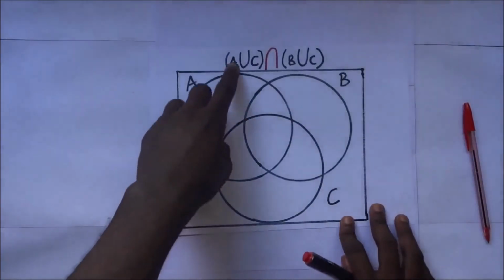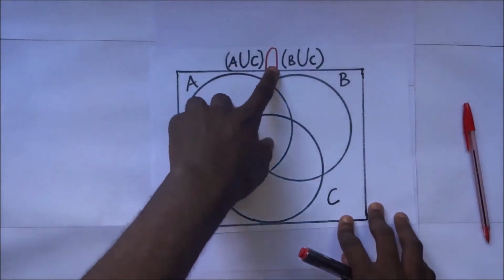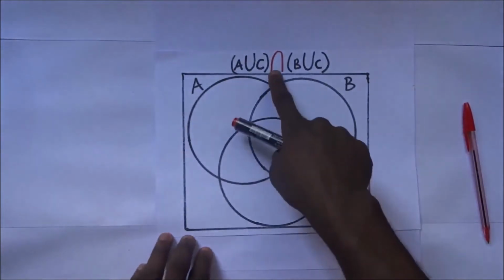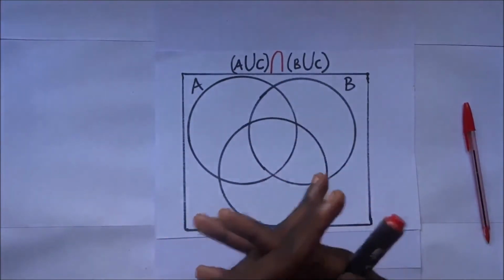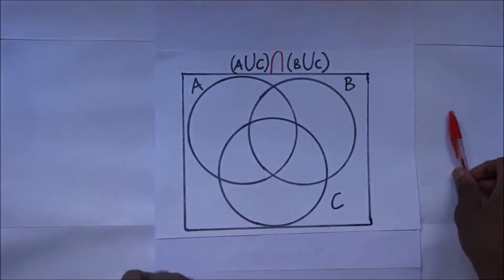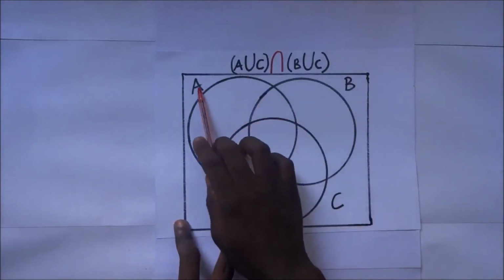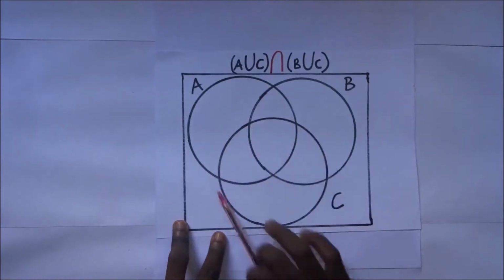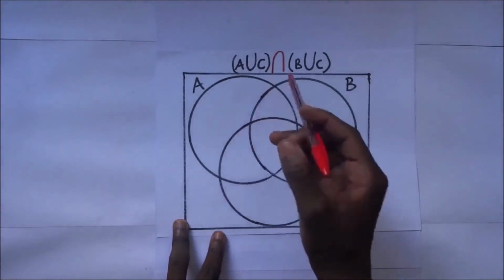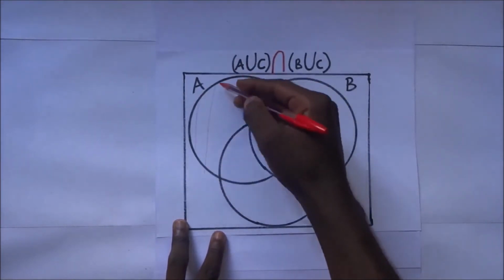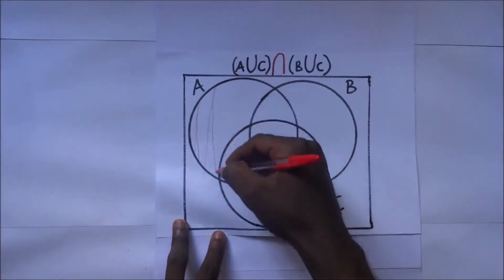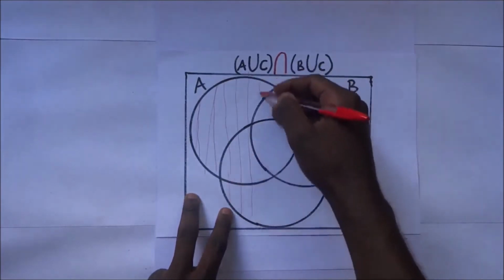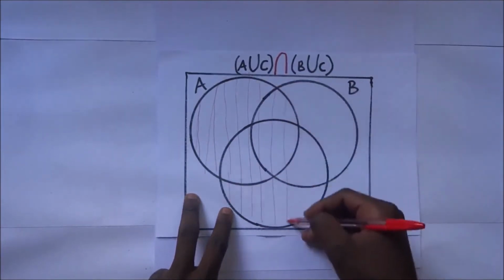Then we have A union C intersection B union C. So when we are dealing with intersection, we need to discover where the lines are intersecting. Let's first shade A union C. This is A, this is C. This is set A and that is set C. So A union C means you're going to shade everything like that. Let's use vertical lines for A union C. A union C is that.